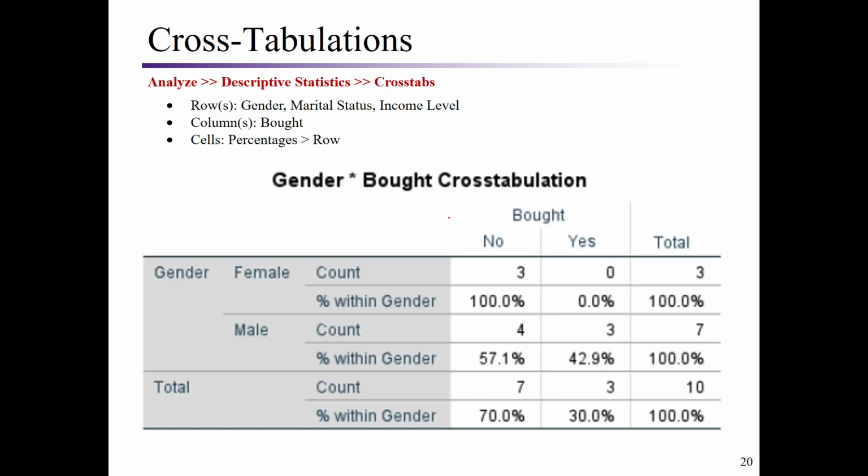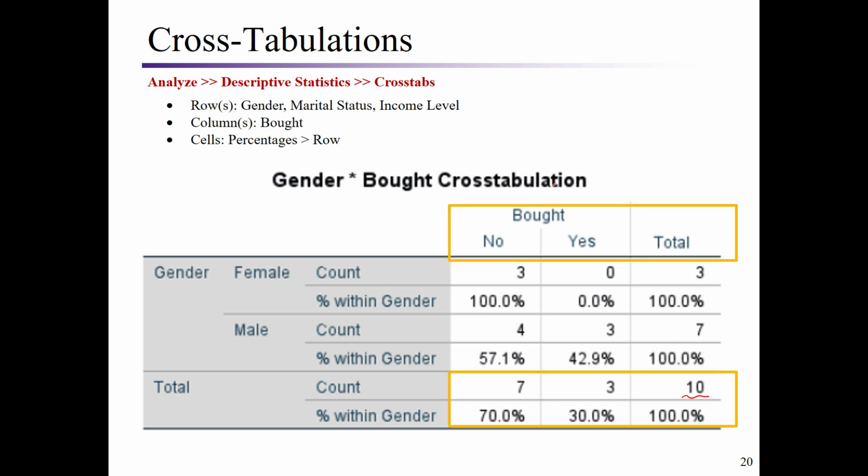Then let's take a look at the examples of cross tabulation. Again, we will practice SPSS next time. This is a typical type of cross tabulation, and there are many numbers, so we need to take a look at them very carefully. First, as we know, there are 10 customers.